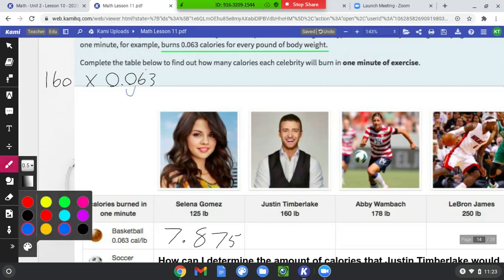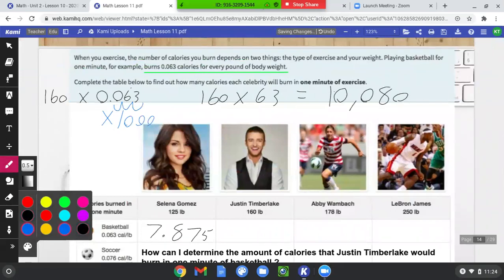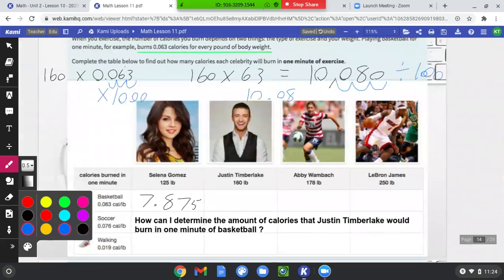So I'm going to do 1, 2, 3. I'm multiplying that by 1,000 to make it 160 times 63. When I multiply that, you do an array, you do standard algorithm. I'm not going to waste your time. We get 10,080. I now need to scale that back 1,000. When I scale that back 1,000, 1, 2, 3, I get 10 and 80 thousandths of a calorie. So Justin Timberlake burned 10 and 80 thousandths of a calorie in 1 minute of basketball.